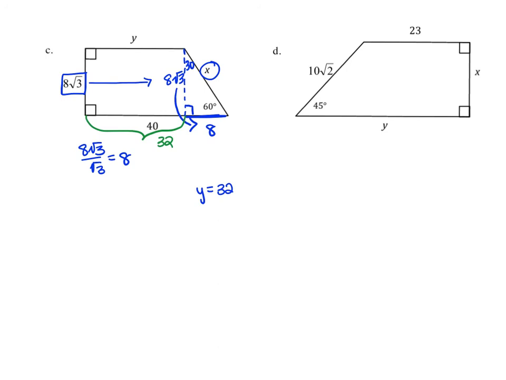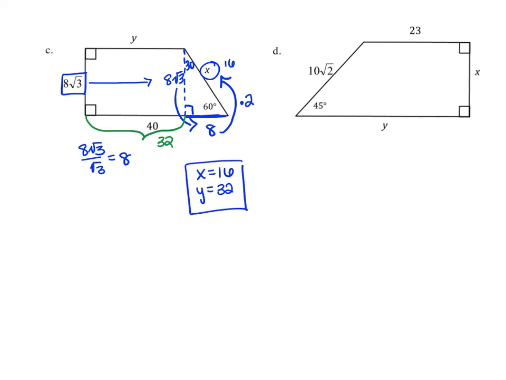Now I'm going to use my 8 of my short side to find x. So to find the hypotenuse of a 30, 60, 90, you're going to multiply by 2. So 8 times 2 is 16. So that means x is equal to 16 and y was equal to 32.